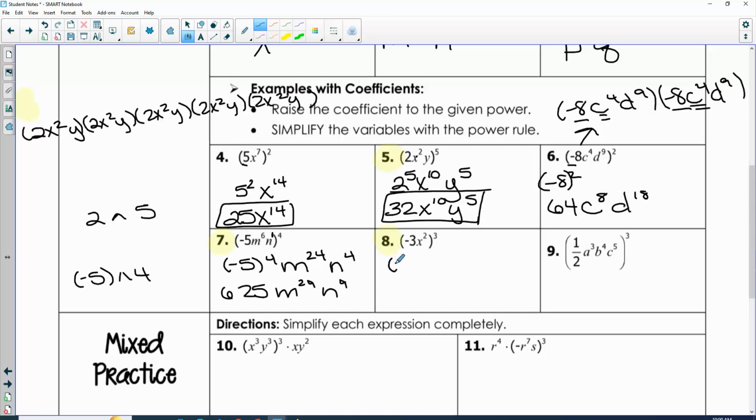Alright, this one. This is negative 3 to the 3rd. X, 2 times 3 is 6. So if you type in negative 3 to the 3rd, you get negative 27, x to the 6th. Does everyone know how to plug in those exponents on your calculator?